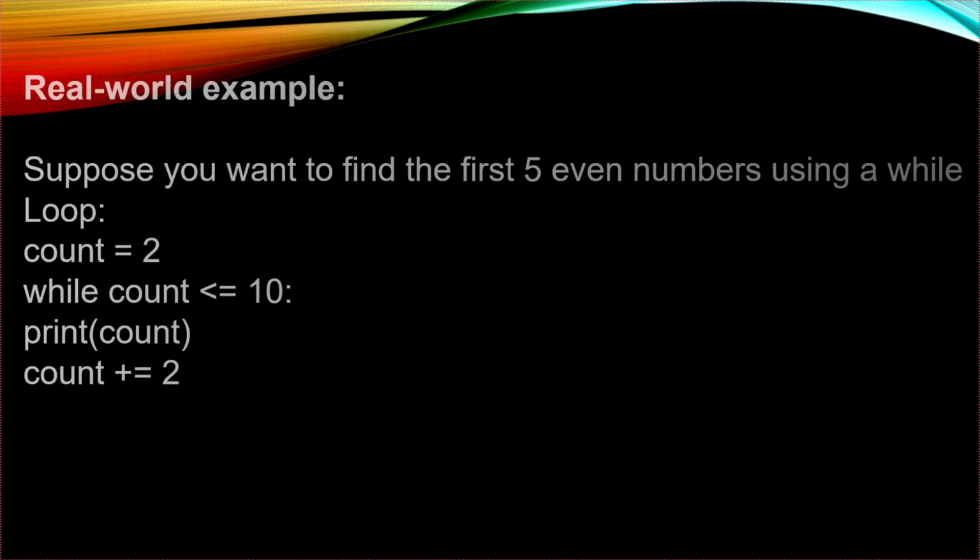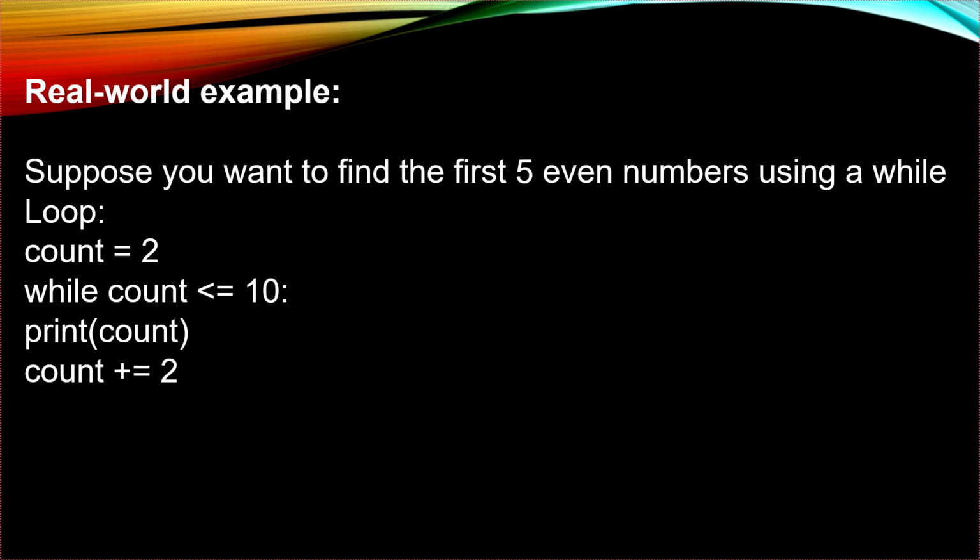A real-world example: suppose you want to find the first five even numbers using a while loop. You can use count equals 2, while count is less than or equal to 10, print count, and count plus equals 2. Why 2? Because even numbers start from 2. For odd numbers you can use count plus equals 1. This is easy, you can try it at home. If any problem arises, you can ask.